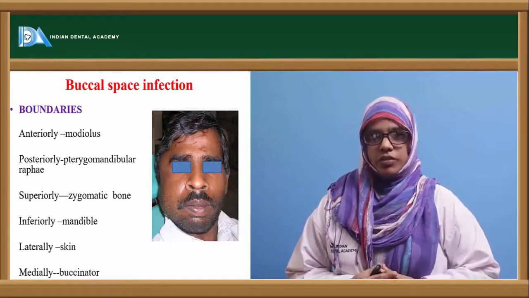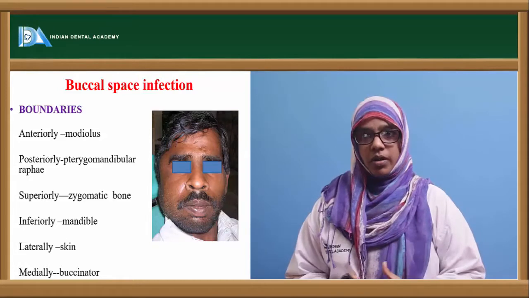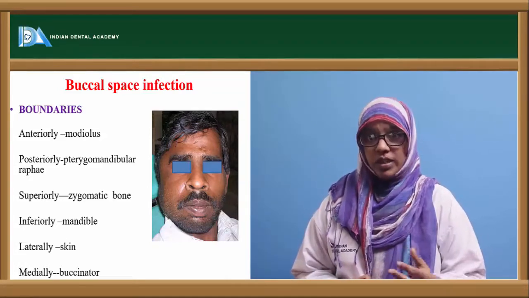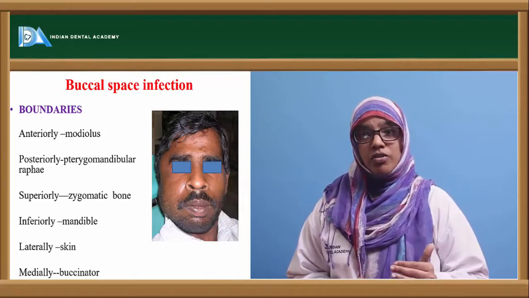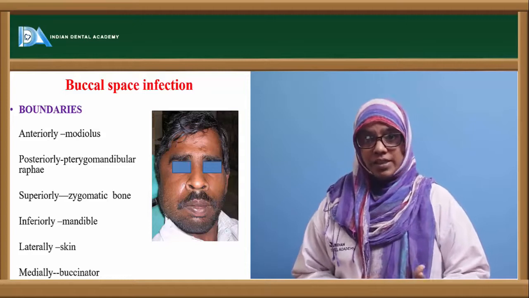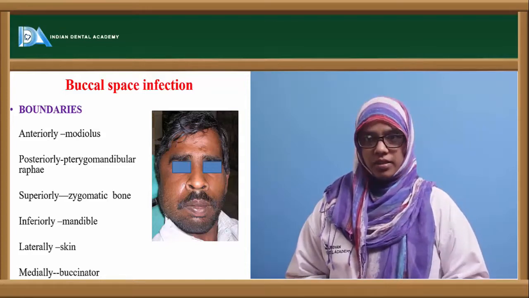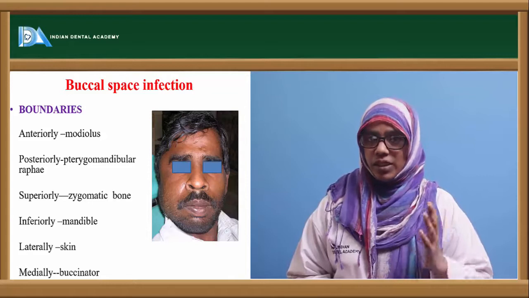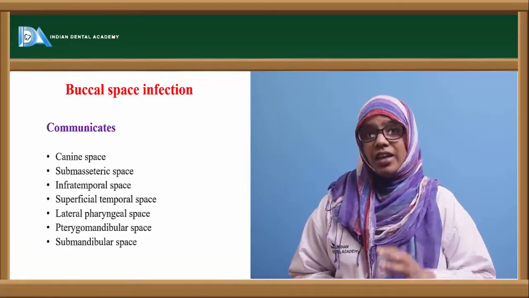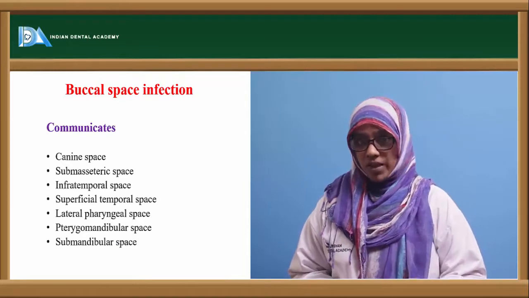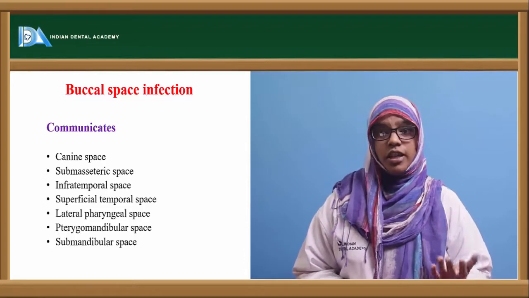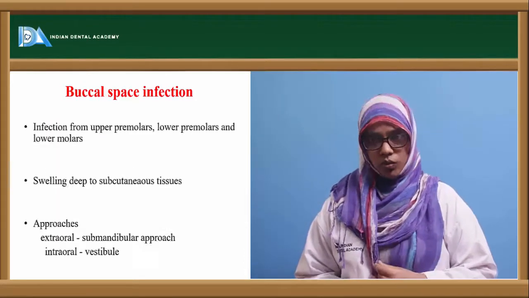Now, buccal space infection. We begin with the boundaries of the buccal space. Anteriorly, it is bounded by the modiolus, posteriorly by the pterygomandibular raphe, superiorly by the zygomatic bone, inferiorly by the mandible, laterally by the skin, and medially by the buccinator muscle. So it is basically the space between the skin, subcutaneous tissue and the buccinator muscle. Now it can communicate to canine space, submasseteric space, infratemporal, superficial temporal, lateral pharyngeal, pterygomandibular and submandibular spaces also.